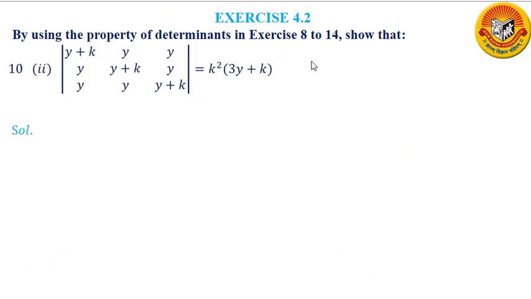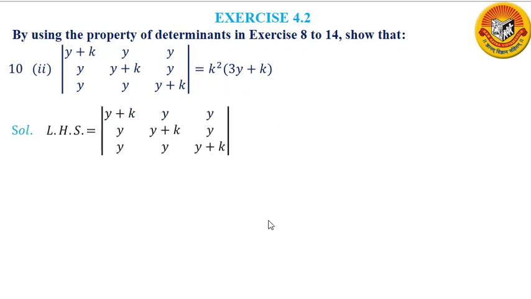Now let us move to the second problem. y plus k, y, y, and so on, with y plus k on the diagonal. On the left hand side I have this determinant, and on the right hand side I have k square into 3y plus k. So let us begin. On the left hand side I have y plus k, this determinant we have written. What we want is 3y plus k.